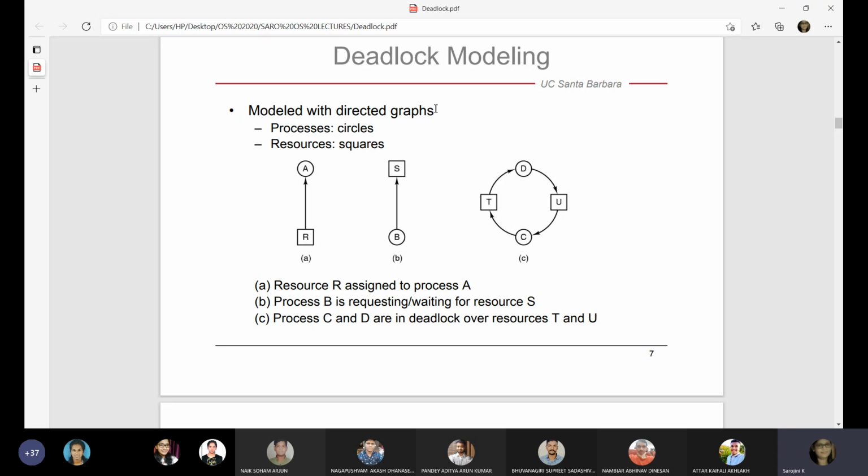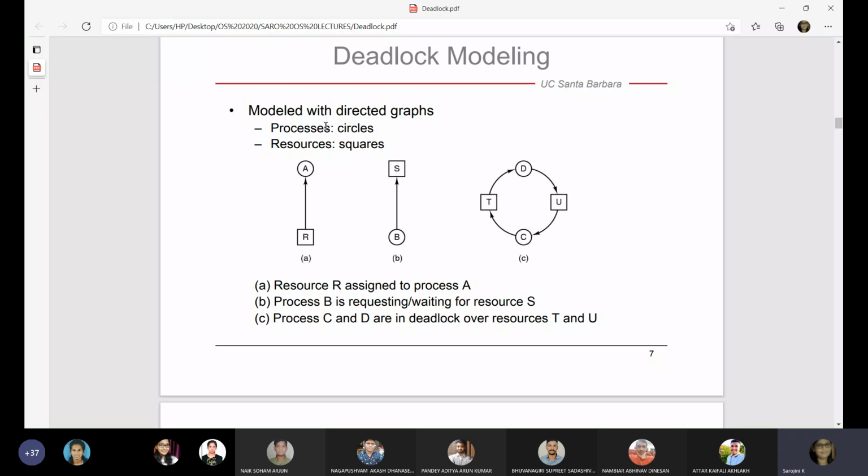Using a directed graph, what can we do? We cannot avoid the deadlock. We cannot prevent the deadlock. We cannot recover from the deadlock, but we can detect the deadlock. We can find whether a deadlock occurred or not. Now, in this directed graph, what are the elements that would be there?